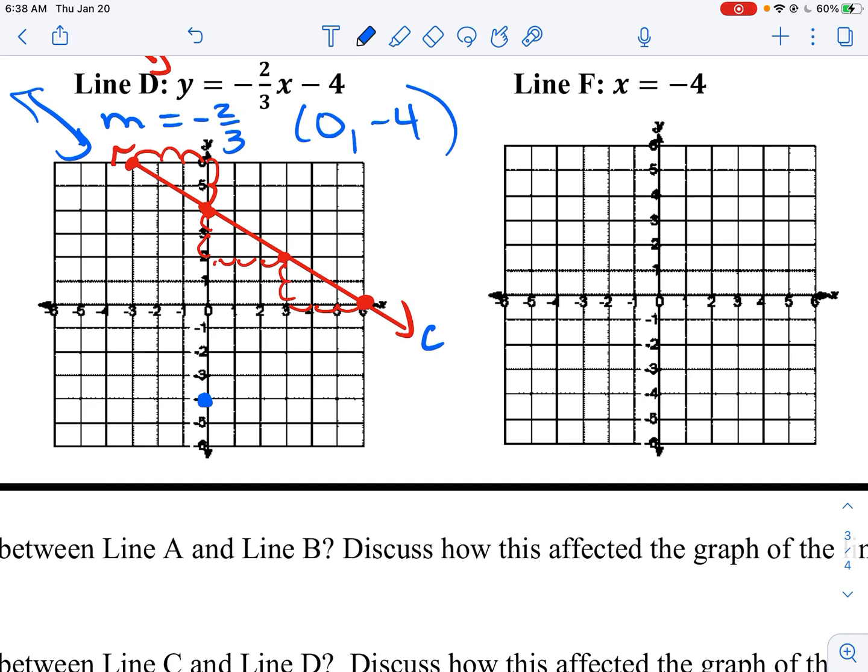So these two lines should be parallel to each other because they have the same slope. So I'm going to go up 2, and I'm going to go over 1, 2, 3. Up 2, I go over 1, 2, 3. Or I could have gone down 2 and over 1, 2, 3. So these lines are parallel to each other because they have the exact same slope.